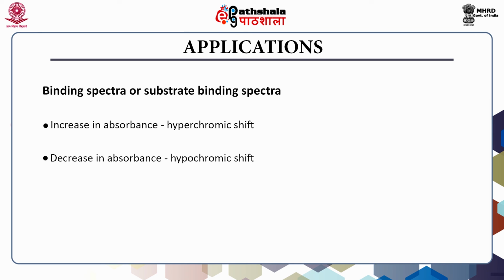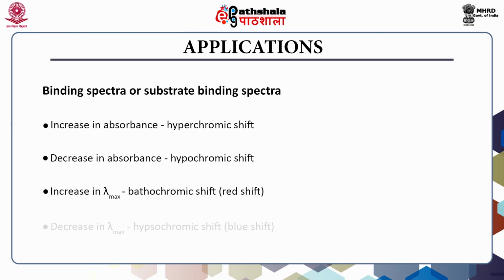Conjugation of double bonds lowers the energy required for the electronic transition. Therefore, the chromophore absorbs at a longer wavelength. Increase in lambda max is known as bathochromic shift, that is red shift. A decrease in conjugation increases the demand for higher energy wavelength to be absorbed by the chromophore, causing a decrease in lambda max, which is known as hypsochromic shift, that is blue shift.